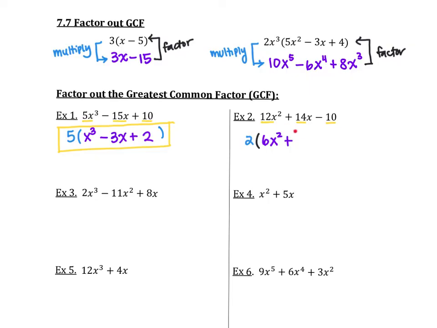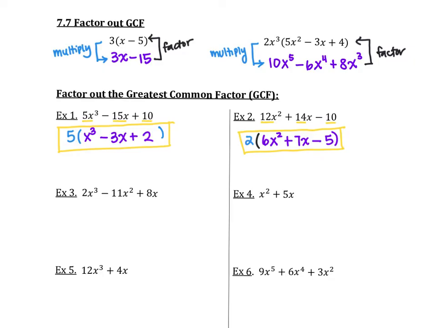Okay, now 2 times something to give me 14x. 2 times 7 gives me 14. Because it has an x, I'll make it 2 times 7x. And then 2 times something to give me 10. 2 times 5 gives me 10. Okay, so this is in factored form. I took out the greatest common factor.